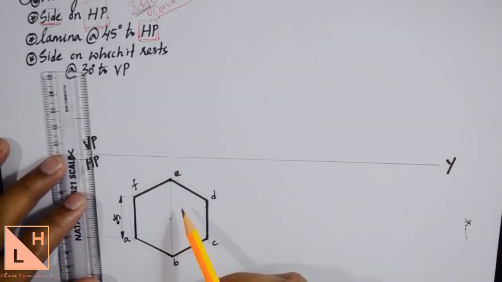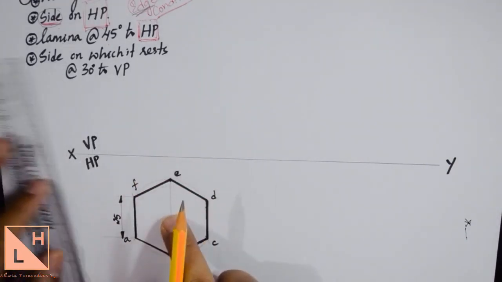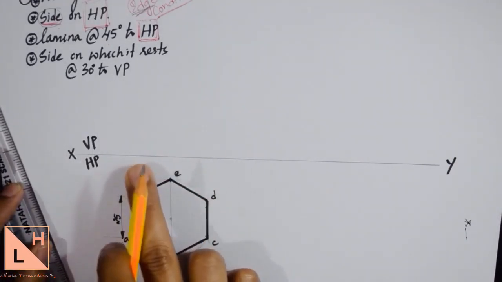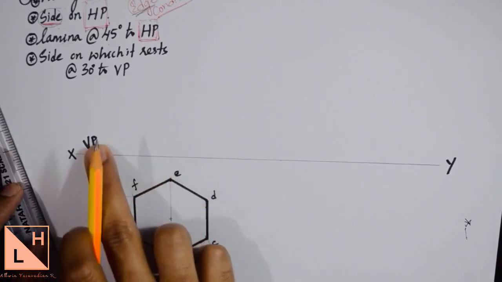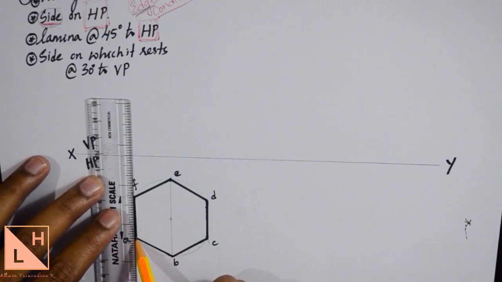Now that completes the top view. From here we need to generate the front view. Since the plane is lying in HP, you're going to see that the plane will look like a line in the front view. The plane will look like a line in the front view, so draw projection lines from all the points.